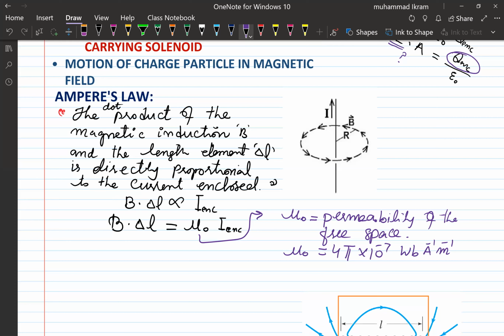Now, first of all, let me tell you about this constant, what is meant by permeability. Permeability is the strength of the medium around the current carrying conductor, that could be free space, air or whatsoever, to allow the passage of the magnetic field or the magnetic force. And it is different for different media.